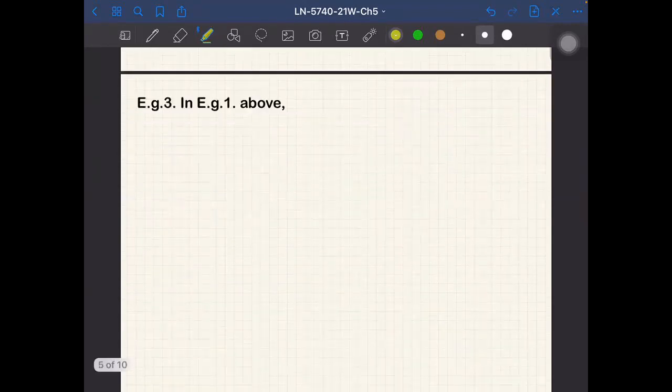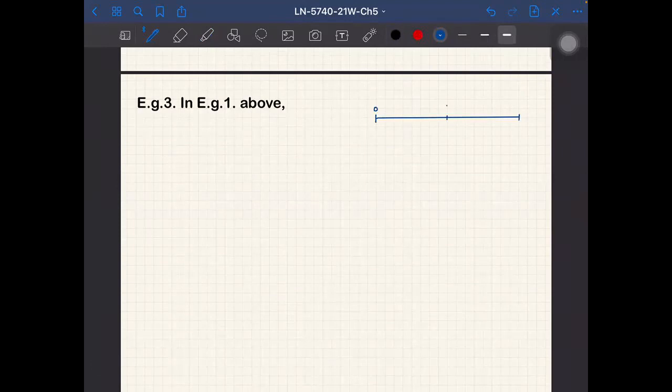Okay, so now we have an example. Think about example 1 in the previous video. We have three cash flows at times 0, 1, 2. You receive $1,000 at time 0, but you have to pay 500 at time 1 and have to pay 600 at time 2. So what is the internal rate of return?